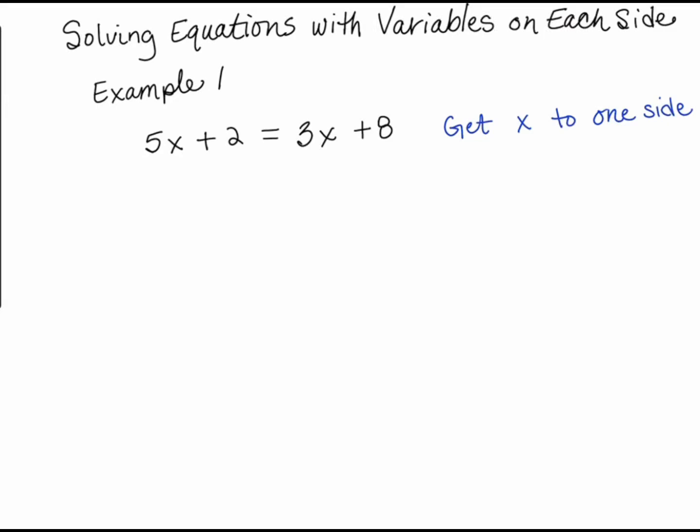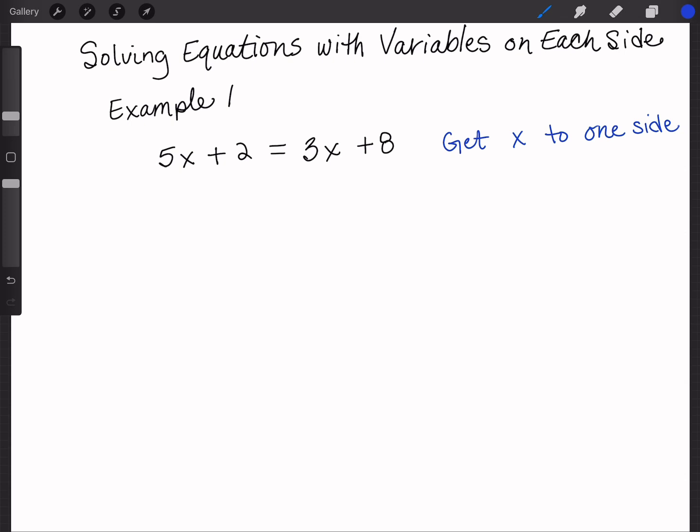Today we are solving equations with variables on each side. In example 1, we have 5x plus 2 equals 3x plus 8. The first step is to get x to one side of the equation. In order to do that, I'm going to take away 3x from both sides. That leaves me with 2x plus 2 is equal to 8.